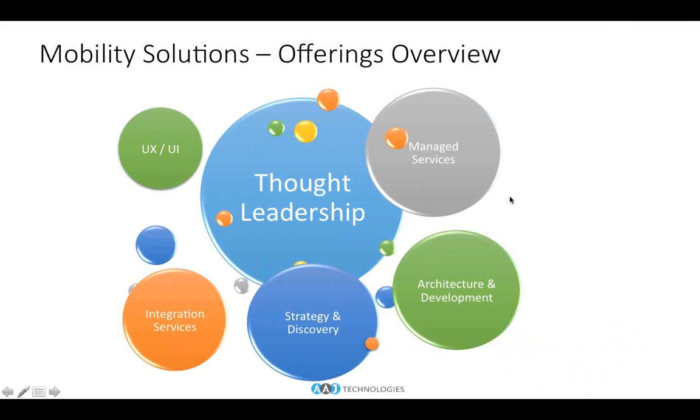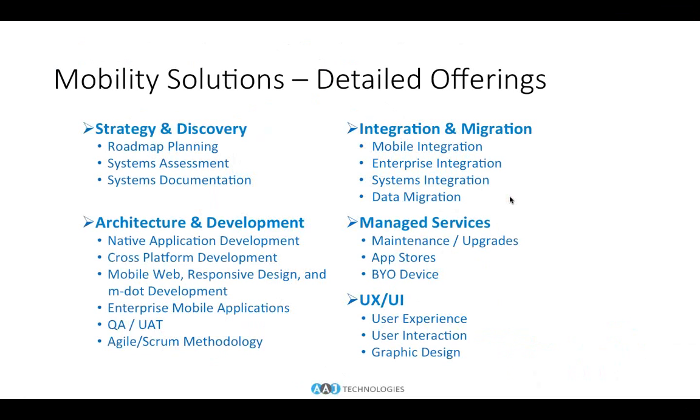So some of the things that AAJ does as far as mobility is we provide all kinds of different solutions for mobile app development and mobile app design. So we do a lot of managed services. We provide a lot of architecture and development capabilities. We do a lot of strategy and discovery. We provide UX and UI services, and we integrate your app with your back-end systems. And these are the 5 general areas of mobility that we provide.